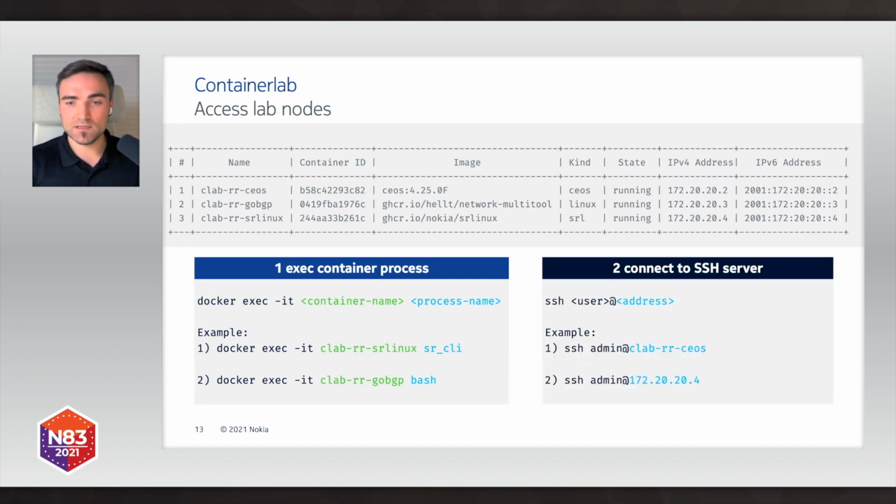For network operating systems such as cEOS, SR Linux, vMX, what have you, you of course can use SSH and connect to the SSH server that these images run. To do that, you use the SSH command, of course, and you can use either the name that the container has, such as clab-ceos in the example number 1 on the right-hand side, or you can use the IP addresses that Containerlab assigned to the nodes. That's how easy it is to connect to the nodes that have been deployed.